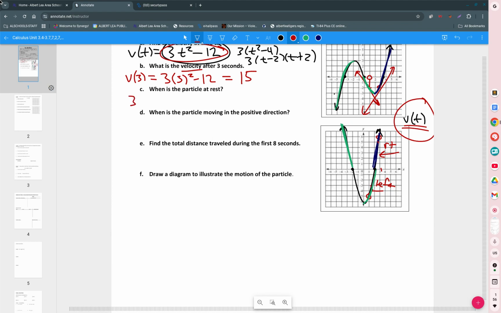Well, that's when 3t squared minus 12, that velocity, is equal to 0. We can already see from our function when the velocity is equal to 0. If we just factor out a 3, we get t squared minus 4. And what were our 2 solutions to that? 2 and negative 2. We don't use negative 2 because we're not talking about negative time. Okay? So just t equals 2.